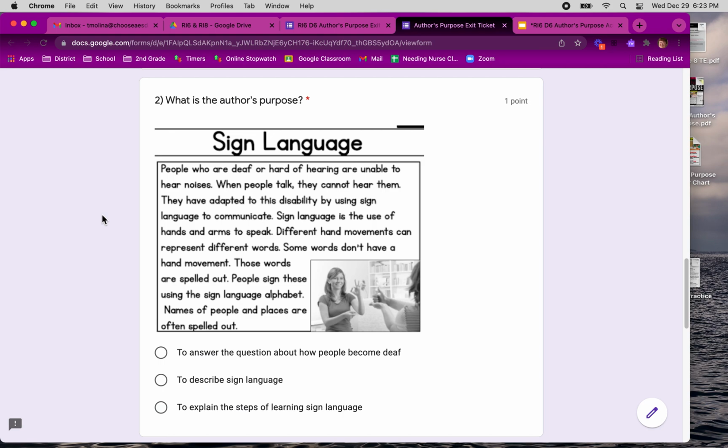Some words don't have a hand movement. Those words are spelled out. People sign these using the sign language alphabet. Names of people and places are often spelled out.